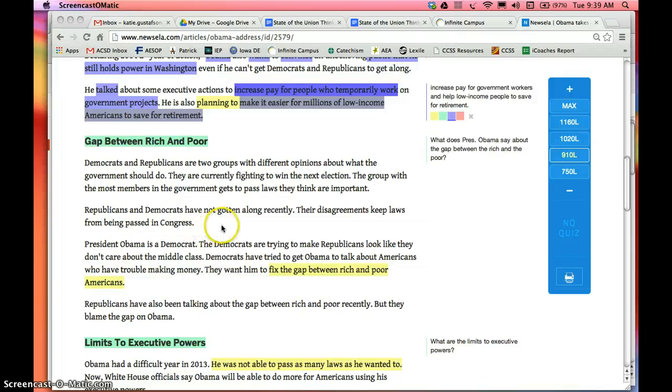I'm going to ask myself the question again. What does President Obama say about the gap between the rich and the poor? Does this section answer that? No, it's still talking about disagreements between Republicans and Democrats. President Obama is a Democrat.